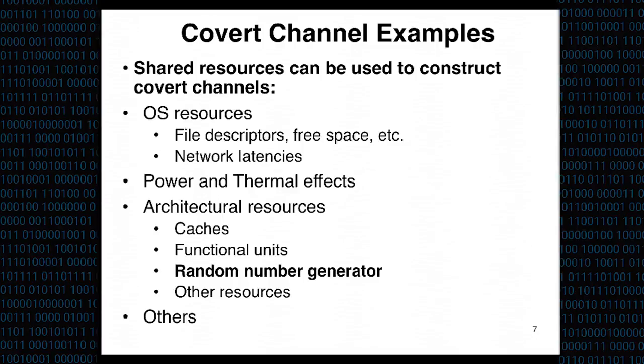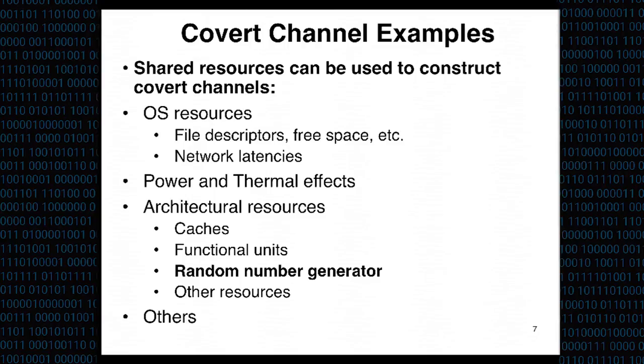Now, it has been shown in the literature that shared resources, in particular shared processor resources such as caches, functional units, and so on, can be used as a covert communication medium. Not only that, but other OS resources such as file descriptors, free space, network latencies, thermal effects and different latencies can be used to enable secret communication. You modulate the use of these resources in different ways, and you either transfer a logical one or logical zero, depending on the state of the resource. So that's how it in general works.